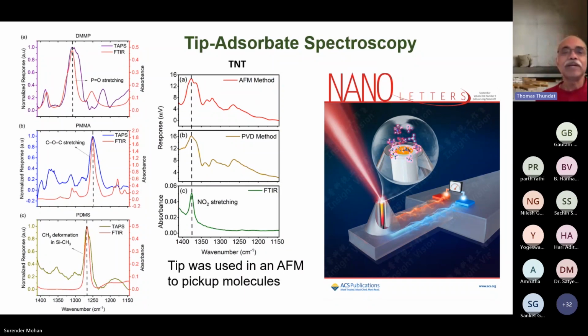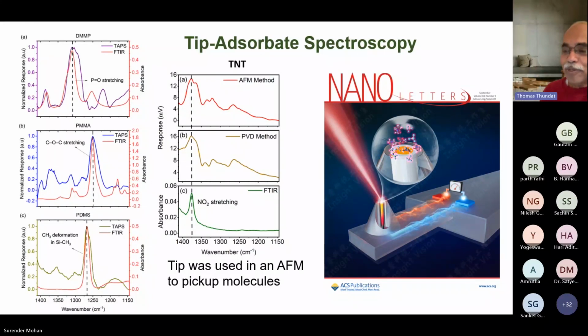So this appeared in Nano Letters recently, and again showing the different way of doing it. Either you can expose the whole thermal probe, Seebeck probe, to vapors, so molecules are absorbed everywhere, and then you get the signal.